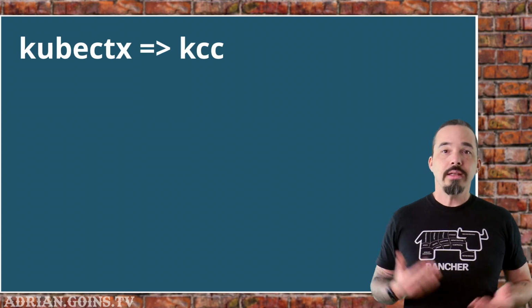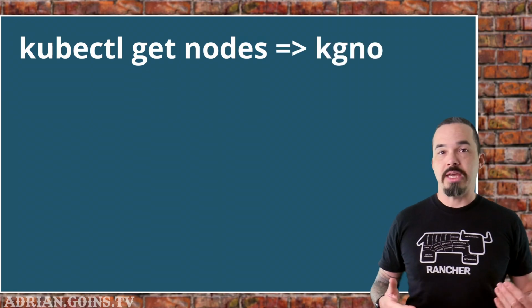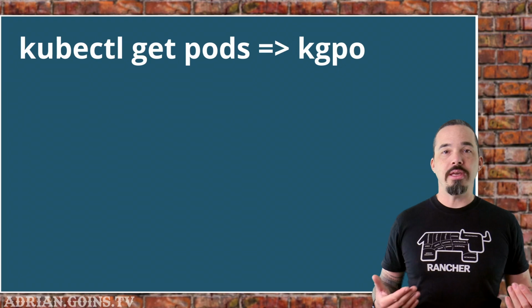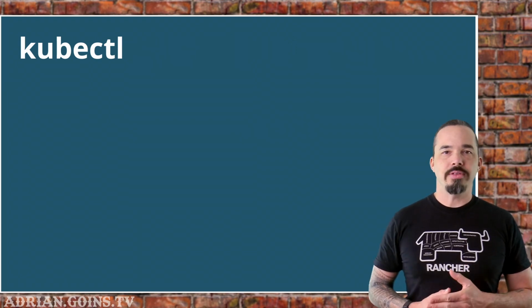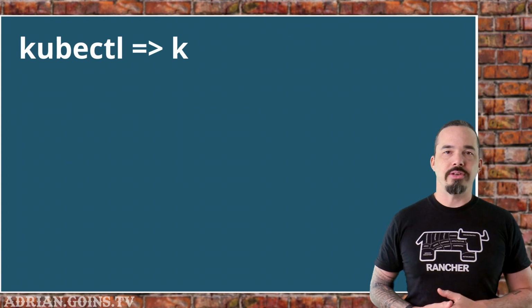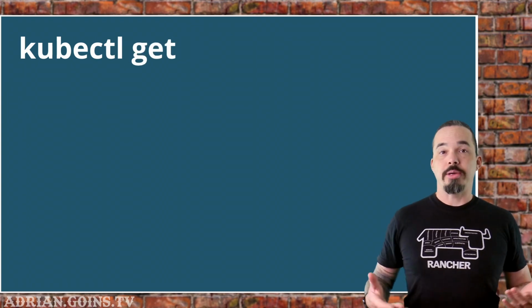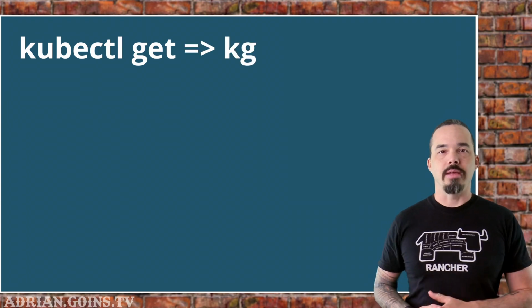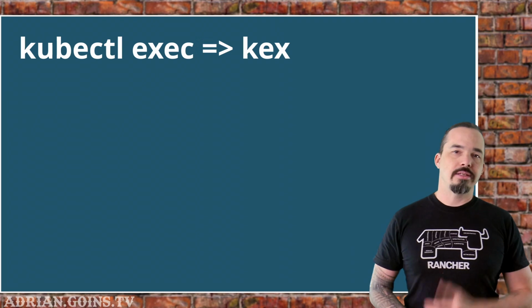And while we're at it, let's add a bunch more aliases. kubectl get nodes can be KGNO. kubectl get pods can be KGPO. Some people alias kubectl itself to K, but I don't like single character aliases. I prefer to use KC instead. How about kubectl get? KG. kubectl exec? KEX. And so on.